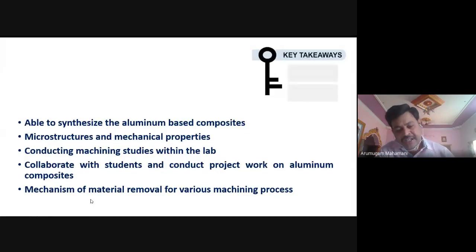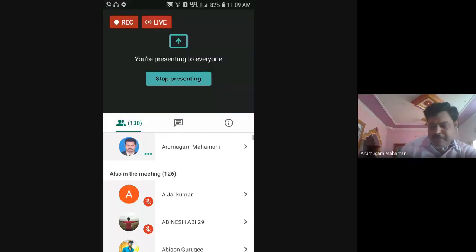Then collaborate with students and conduct project work on aluminum composites, and understand the mechanism of material removal for various machining processes. I have seen some papers at conference level and some national level journals. Some people simply make their observation: cutting speed increases, surface roughness decreases. Why is it decreasing? We need to explain from both points of view, process parameters and material basis. That is missing. Once you understand this, we can definitely do the paper at a higher level.